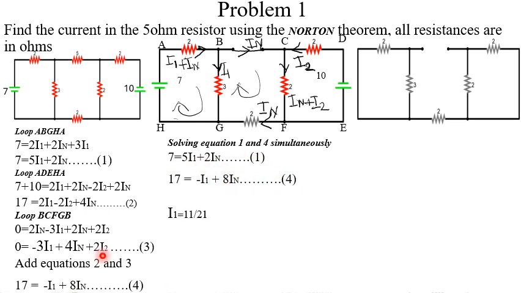Then after solving them, we get our answers as I1 equals 11 over 21, and IN, this was what we are looking for, IN equals 46 over 21. So after getting our IN, we now come back to this circuit.